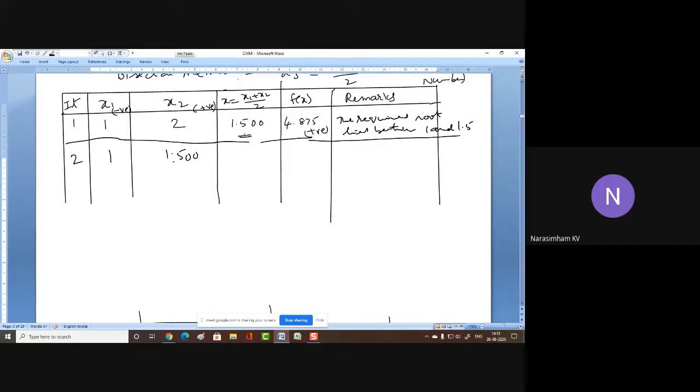What is the mean of these two? 1 and 1.5, 1.25. Very good. Now, Sir, x3 equals x1 plus x2 by 2. Now, suppose you again replace x1 is 1, x2 is 1.5.